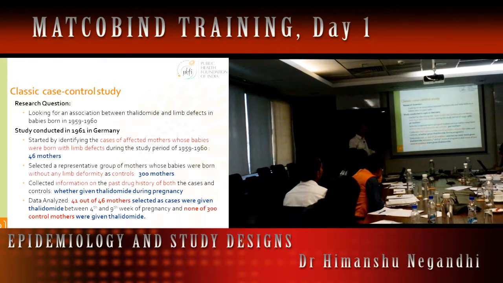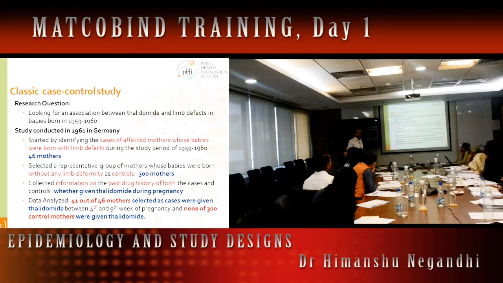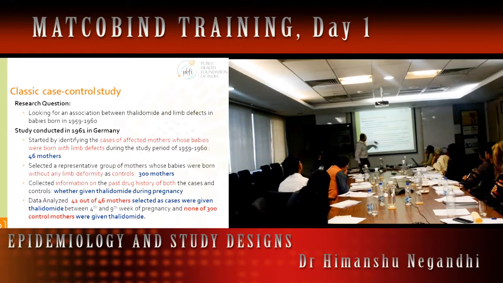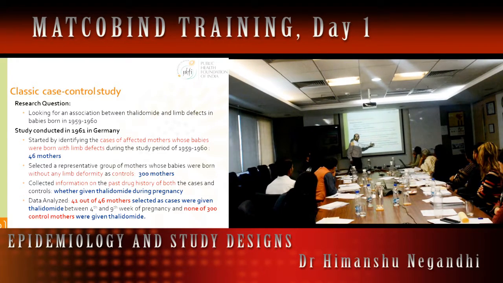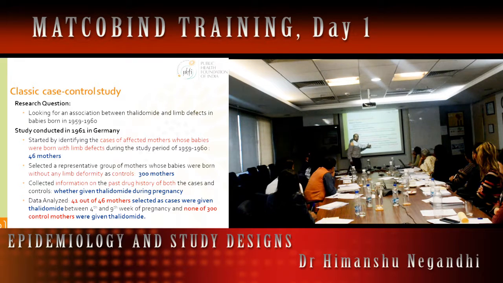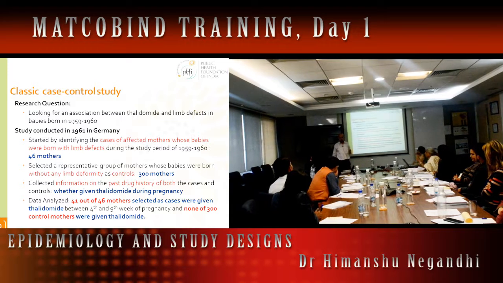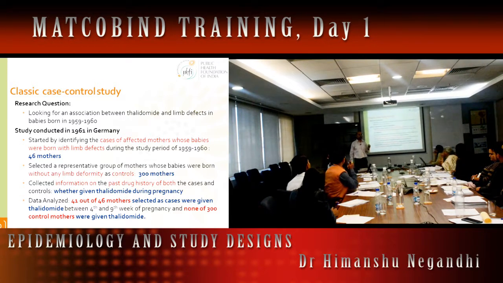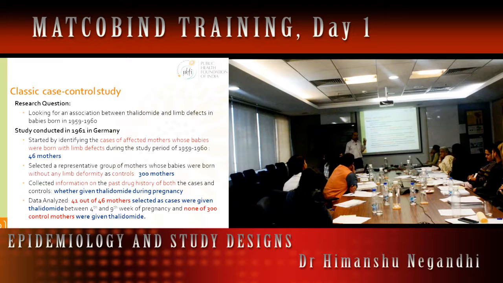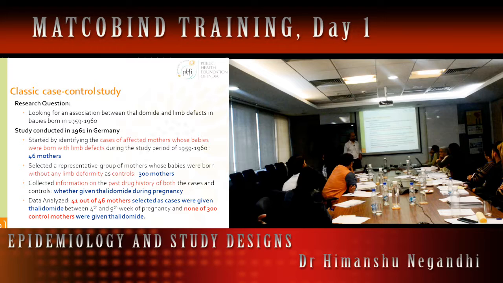And none of the 300 control mothers were given thalidomide, which basically means nearly all the mothers who had delivered those babies had consumed thalidomide during pregnancy. And here you had none, which clearly shows nearly 100% risk versus near 0%. What do you think is probably the reason? Thalidomide, a very good drug for preventing nausea and vomiting, but at a serious cost of congenital malformation. Completely banned. No country ever uses thalidomide for any reason whatsoever.